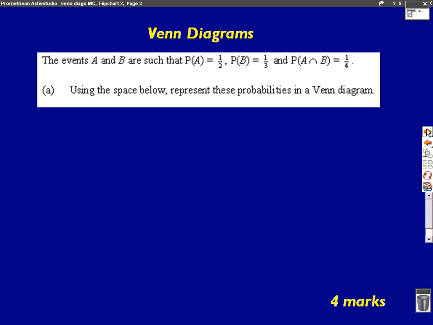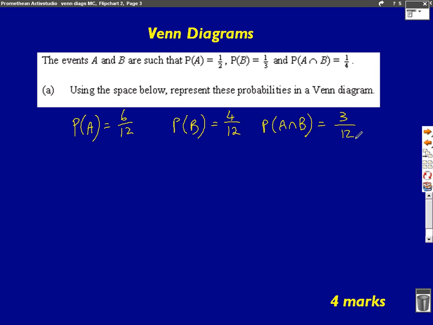Okay, if you've got to draw a Venn diagram with fractions in, then I'd always make the bottoms the same first of all, so give them the common denominator. So instead of writing probability of A is a half, I'm going to write the probability of A is 6 over 12. So we're using the common denominator of 2, 3 and 4. Okay, probability of B then, instead of being a third, is 4/12, and the probability of A intersection B, instead of being a quarter, I'm going to write that as 3/12 instead. Makes it a piece of cake now.